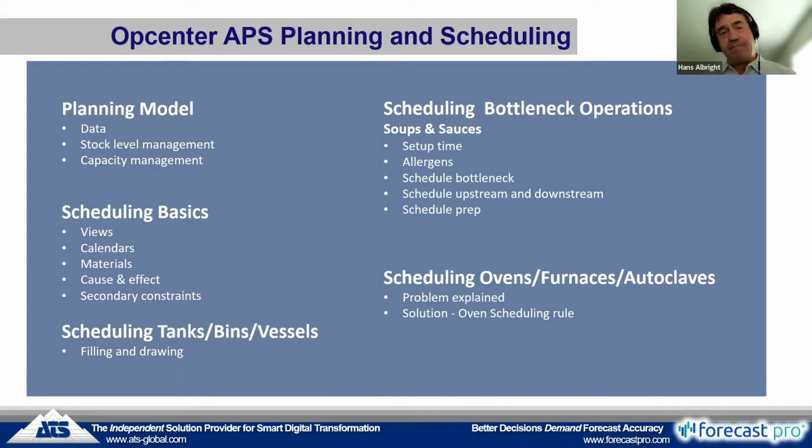And then I'm going to shift my focus to 3 specific things. Scheduling tanks, bins, and vessels, and all the unique problems that come with that. We'll go into that in more detail. Scheduling bottleneck operations, and then going bi-directionally. Very common in the process industries. We see it in food. I have an example from a soups and sauces manufacturing facility that we'll be looking at today. And then the final one is what we're able to do in helping you schedule ovens, furnaces, autoclaves, etc. And we'll take a look at that, and I'll get into some detail there.